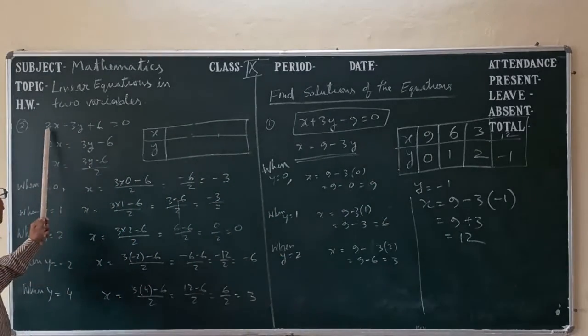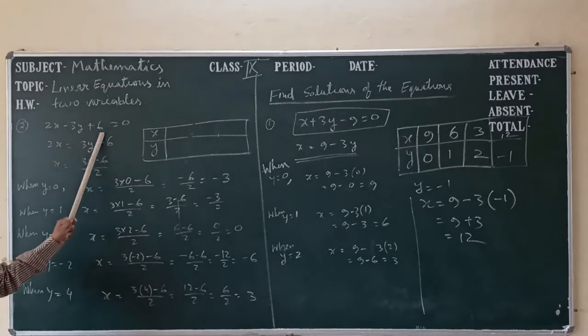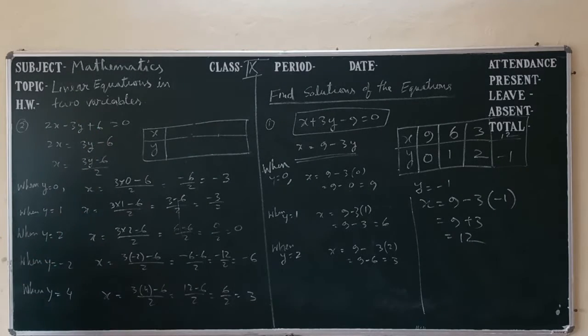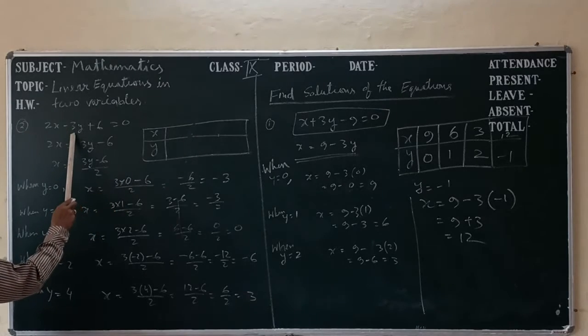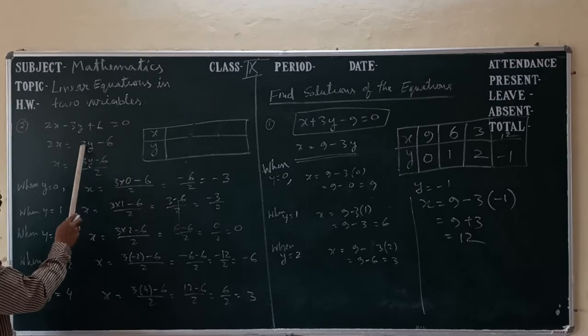Another example is here: 2x minus 3y plus 6 is equal to 0. Now we shift minus 3y from the left hand side to the right hand side, so it becomes plus 3y, and the 6 becomes minus 6.